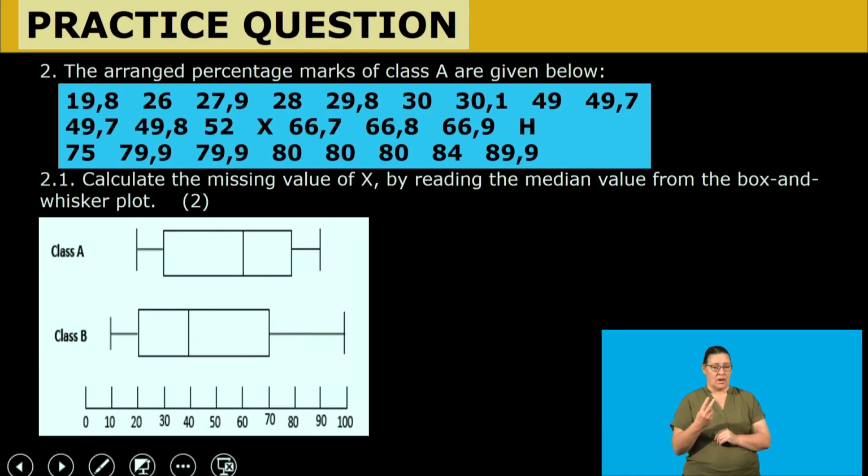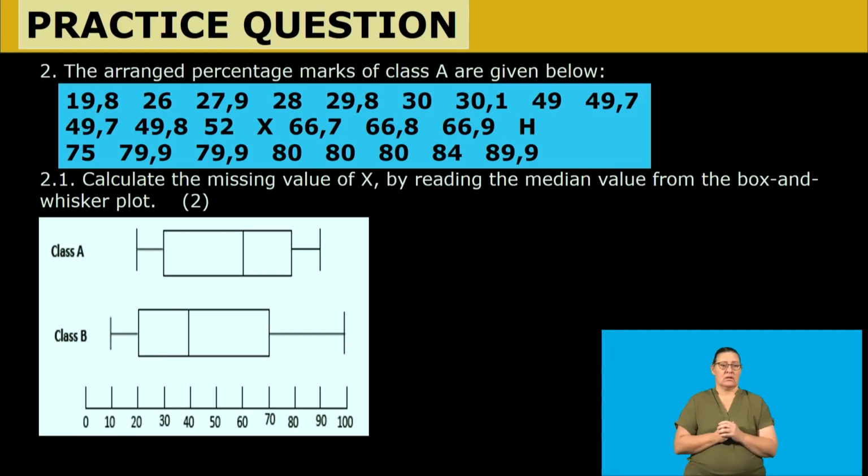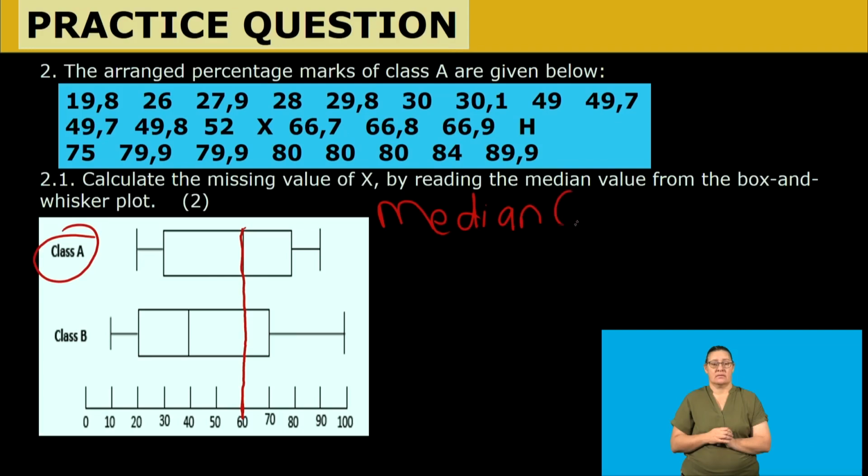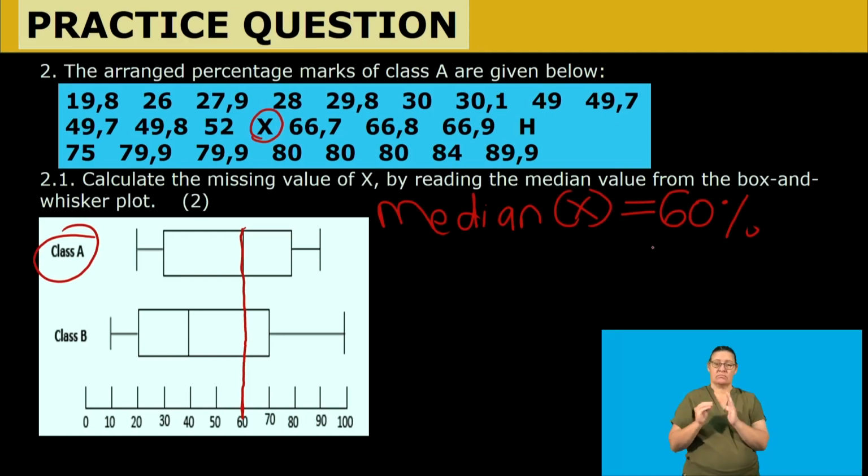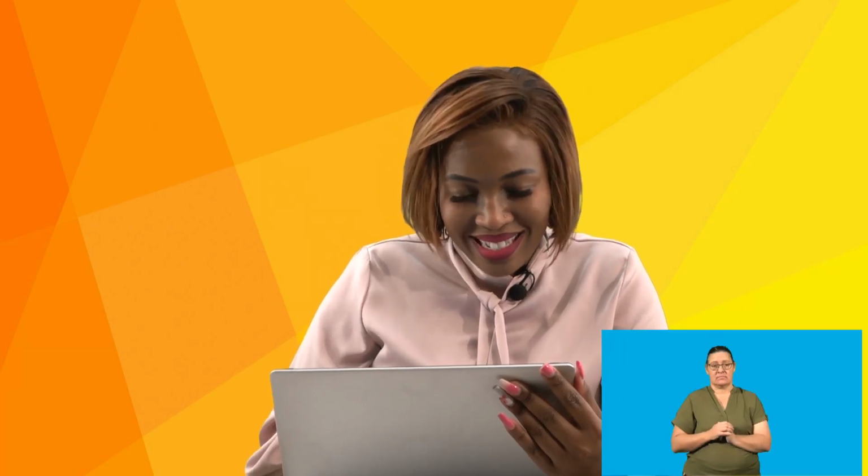2.1, calculate the missing value x by reading the median value from the box and whisker plot. So our value x, remember this is the data for class A, and the median for class A, this is the median for class A. And then if you use your ruler, it's right here. It means the median, or rather the value of x, it is actually equal to what? It is equal to 60%. So that is the value. When you see x, you now know that you must replace it by 60%.